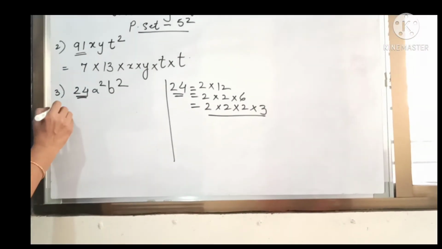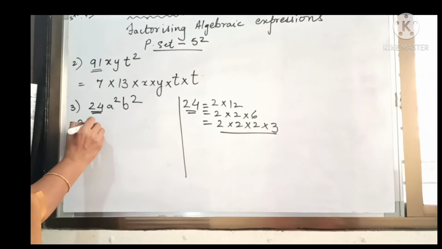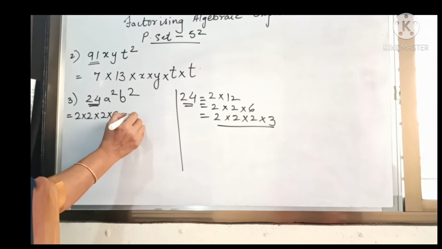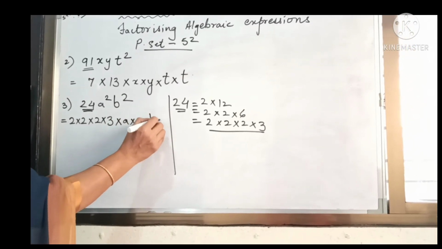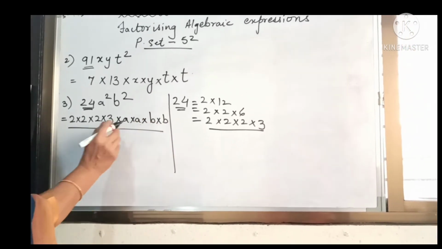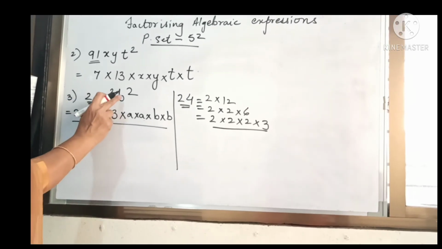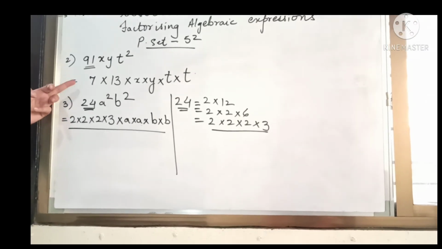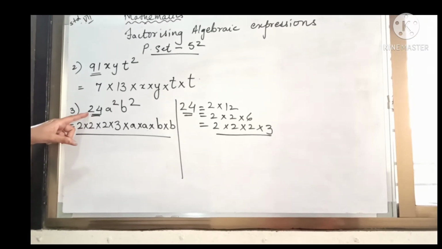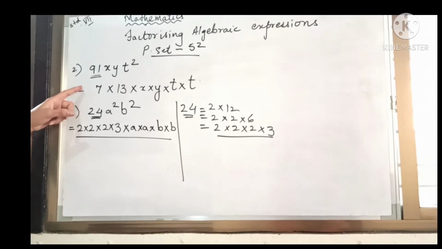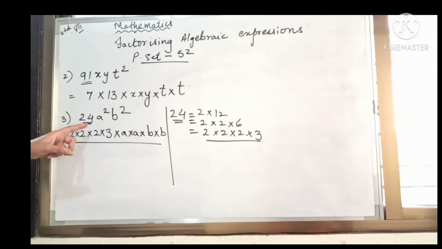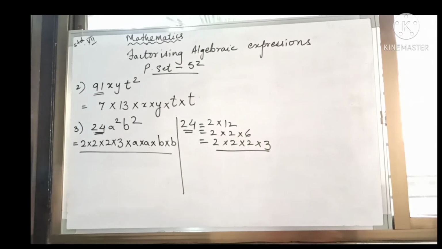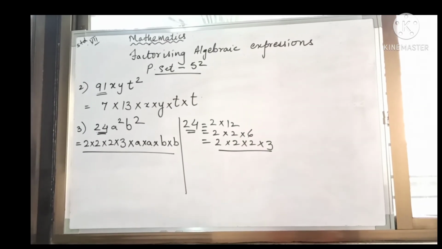So we will write these factors: 2 multiplied by 2 multiplied by 2 multiplied by 3 into a square. A square you will write a into a, b into b. So these are the factors of 24a square b square. So while factorizing a monomial, you have to factorize the numerical coefficient first, and then factorize the variables. The remaining examples from this exercise you have to complete.